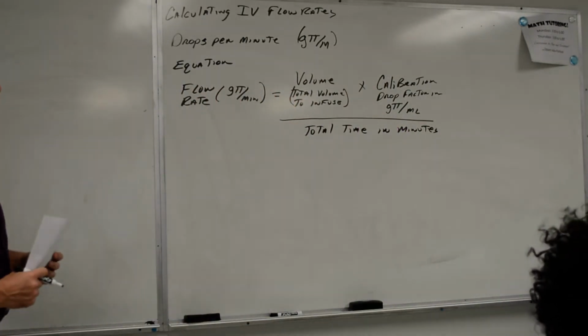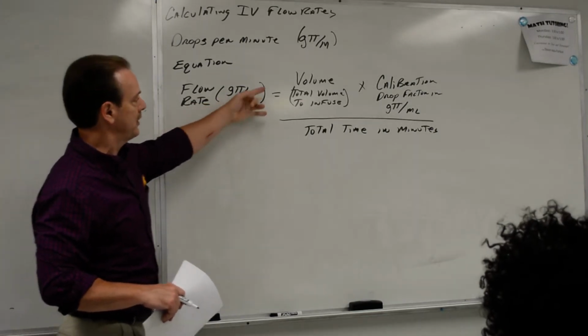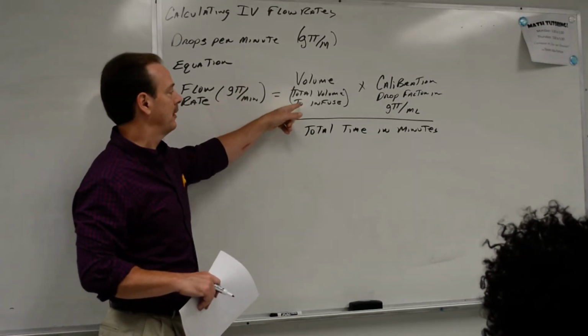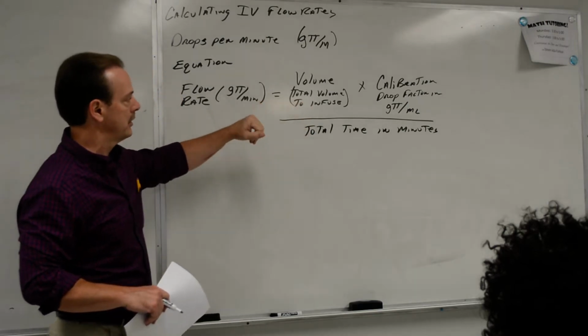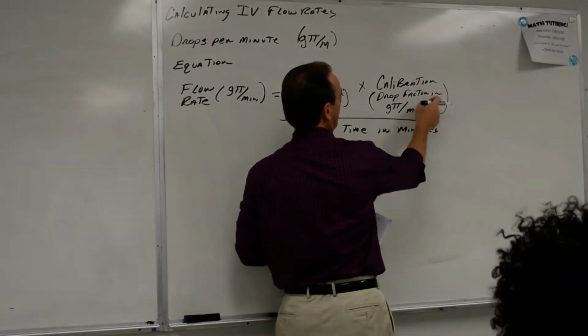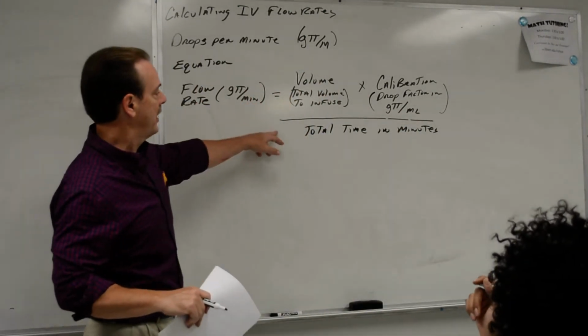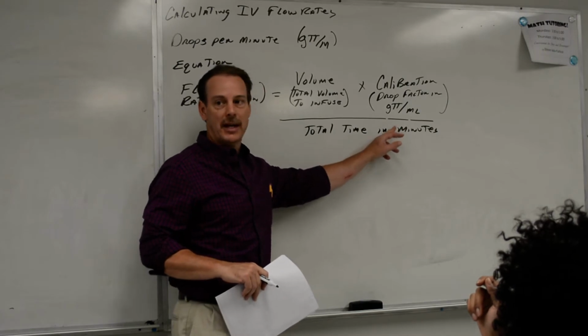Your equation for the flow rate, which is going to be in drops per minute, that's what we'll be calculating, is the volume. It's the total amount to be infused. This is going to be in milliliters. Then we have a calibration, which is in drop factor per milliliter. And then it's going to be divided by the total time in minutes. Remember, it's not hours, it's minutes.